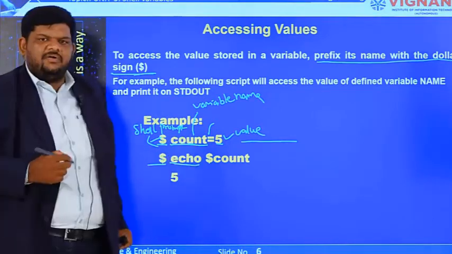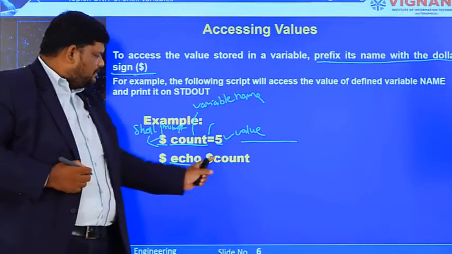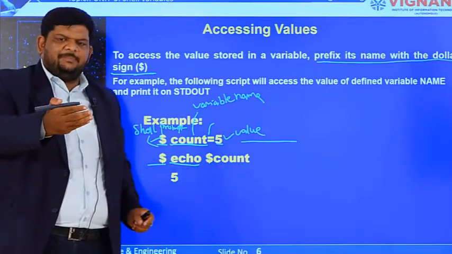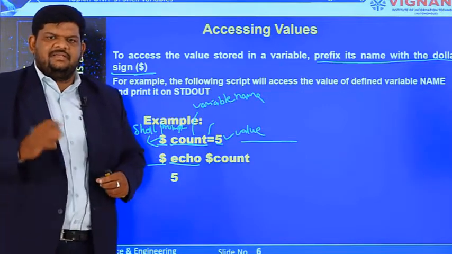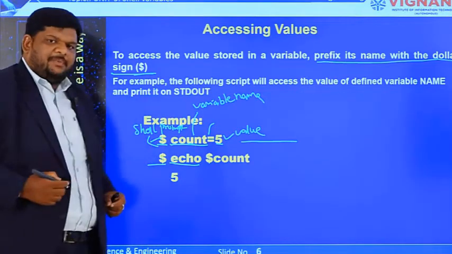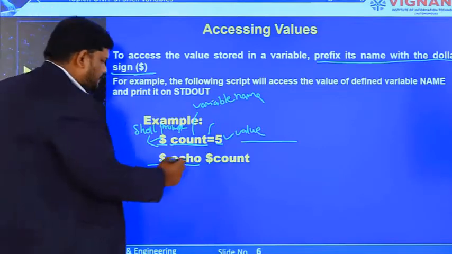Now we know what the echo command does: whatever argument we write here, it prints as it is to the standard output. Standard output here indicates the monitor. So the argument we are passing to the echo command is echo space.